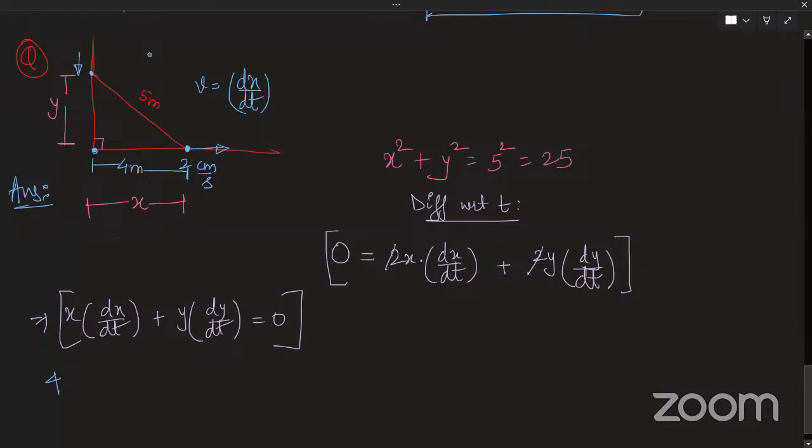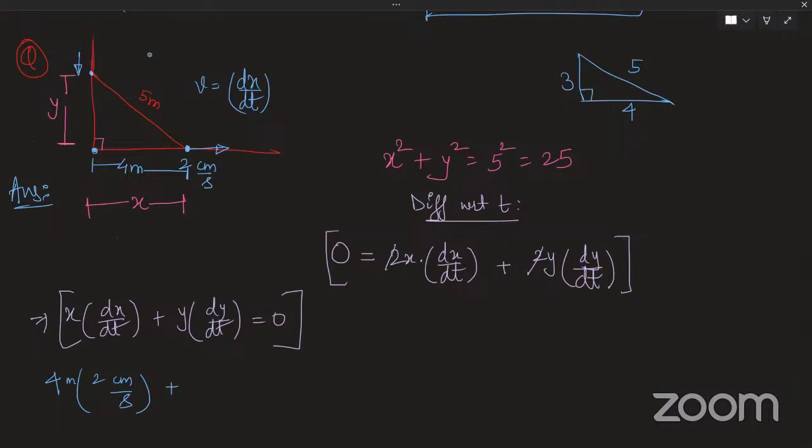So when my x is 4 and my dx by dt is given to me as 2 centimeter per second, can you tell me what will be my value of y? Yes, I can find that out, right? It will be 3. See, it is something like this, right? So my value of y will be 3. Just apply the Pythagoras theorem.